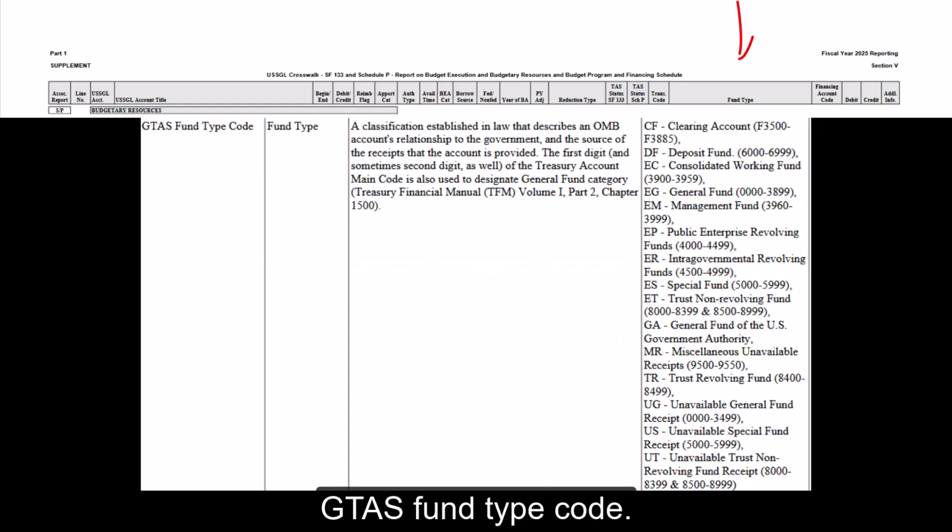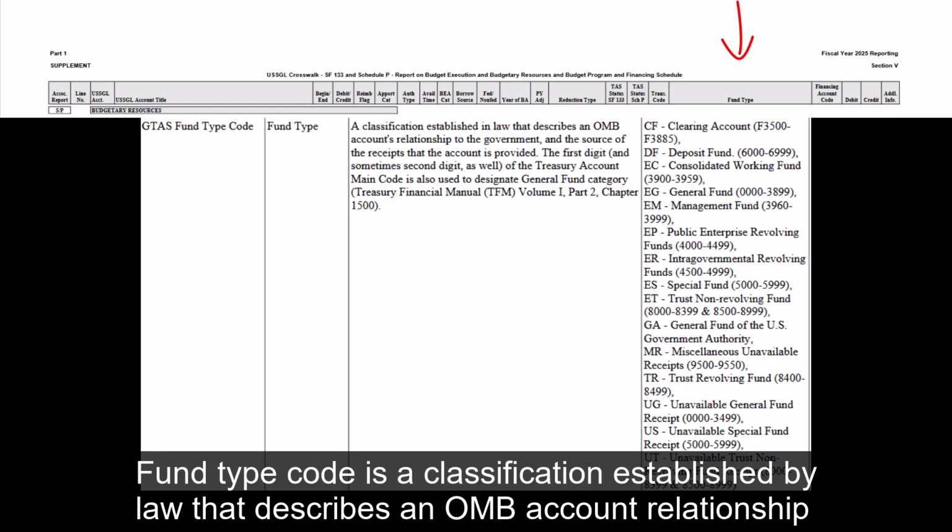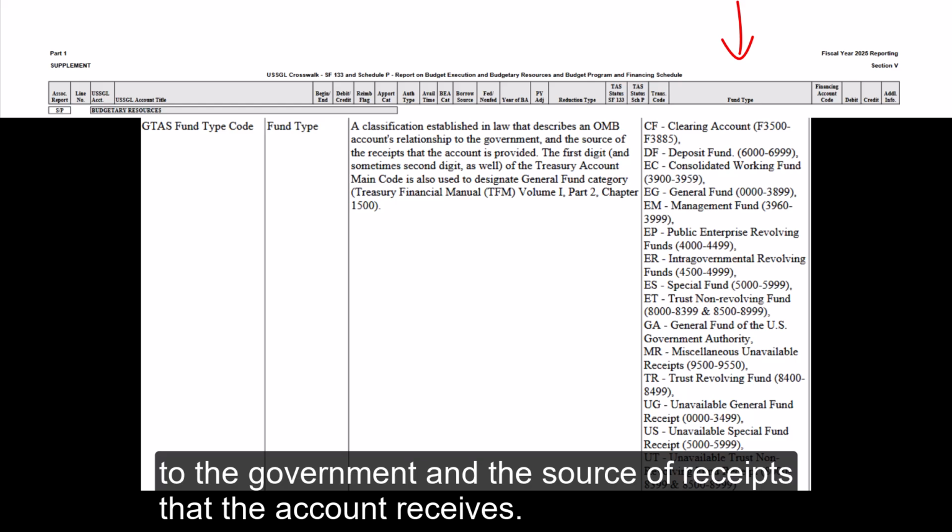GTAS Fund Type Code. Fund Type Code is a classification established by law that describes an OMB account's relationship to the government and the source of receipts that the account receives.